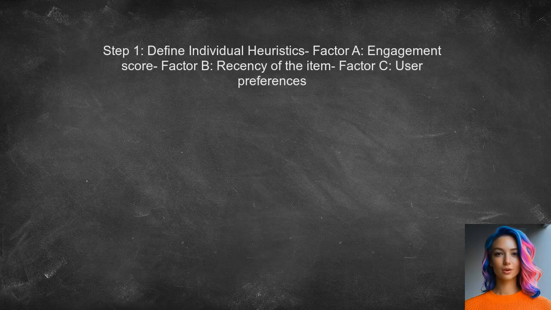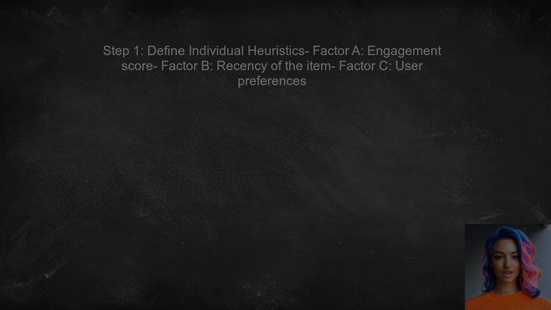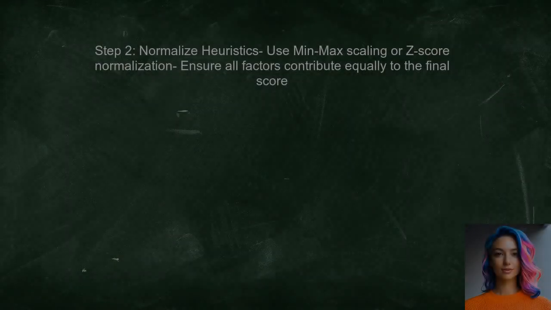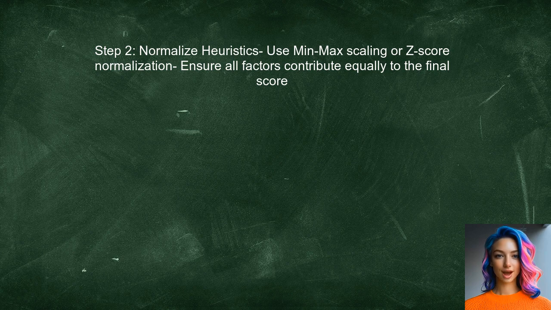To begin addressing the user's question, we need to define the individual heuristics for each factor. This means identifying what criteria will determine the ranking of items based on factor A, factor B, and factor C. Next, the user should normalize these heuristics to ensure they are on a similar scale. This is crucial because if one heuristic has a larger range, it could overshadow the others in the final ranking.